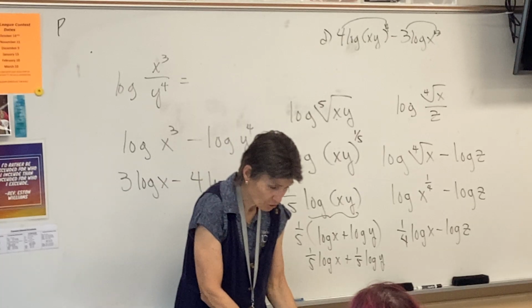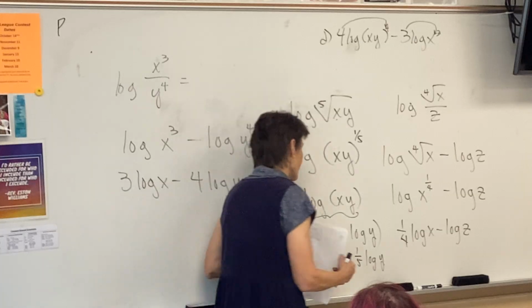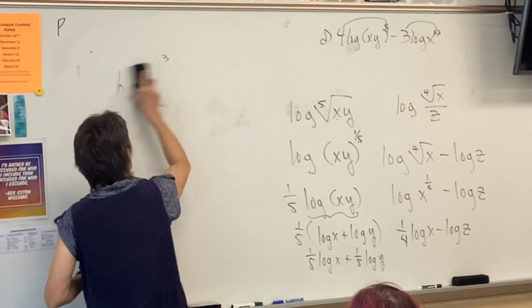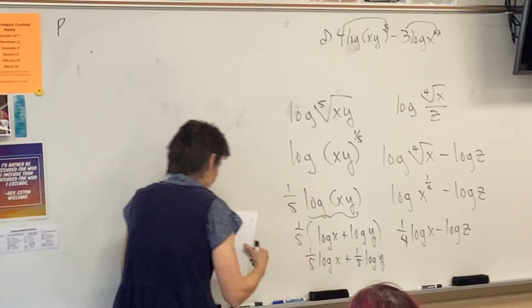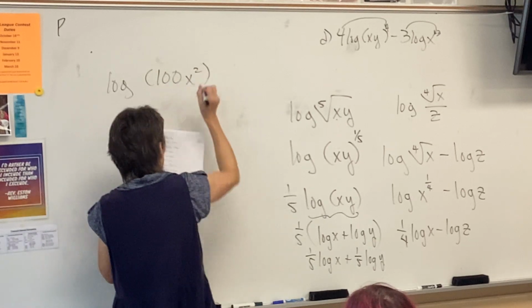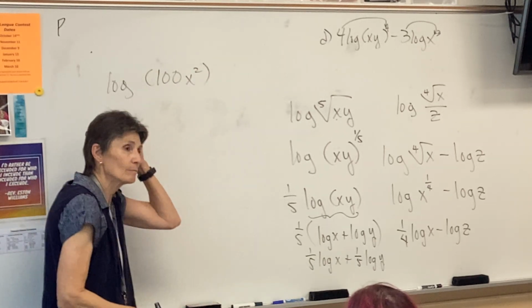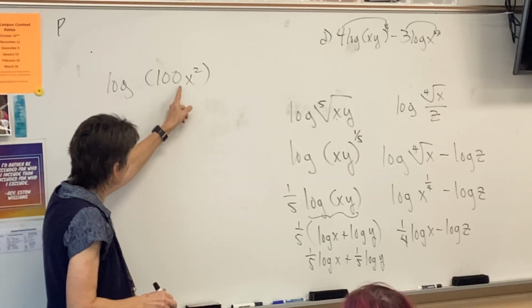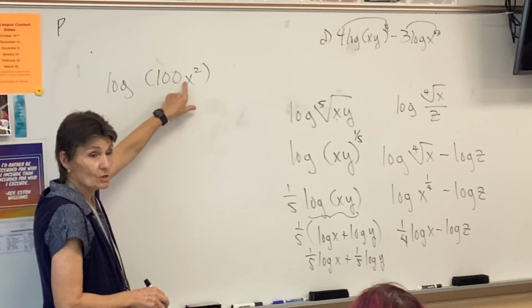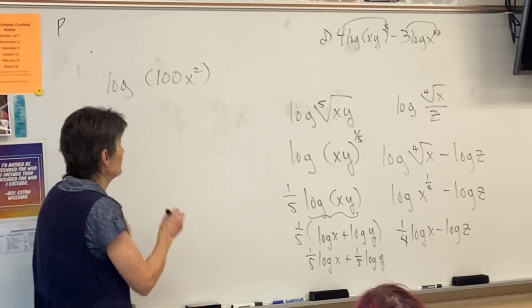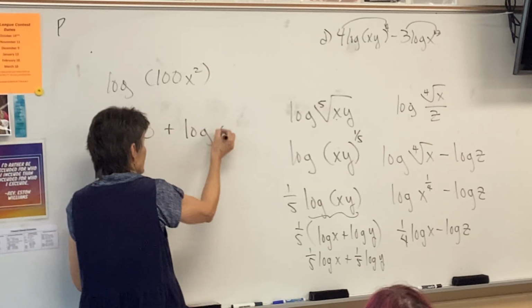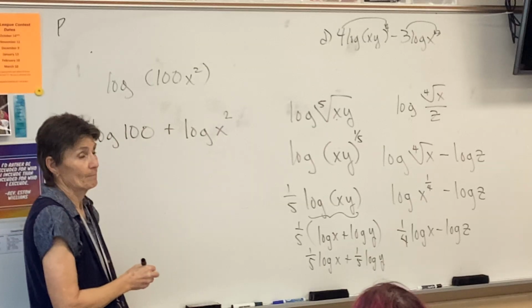Now, the last two problems are the challenge problems. These are a little bit harder. Let's see if we can fight our way through them. What's going on in between the 100 and the x squared? That's a multiply. So when I pull this apart, it's going to be the log of 100 plus the log of x squared. Would you agree with that?